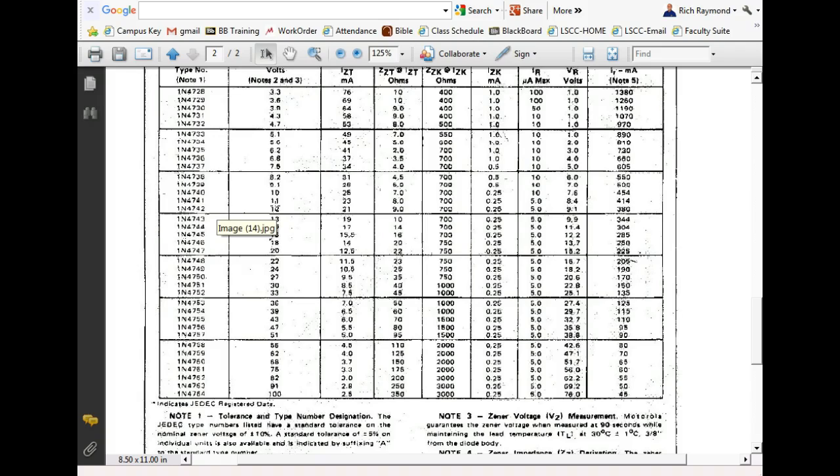This is a 1N. This is not a 47. This is a 1N50s. We'd have to look this up on a different data sheet. But that's a Zener diode too. That looks just like the 914 that y'all been playing around with, right? These are 1N4733s. What's 1N4733? These are 5.1 volts.